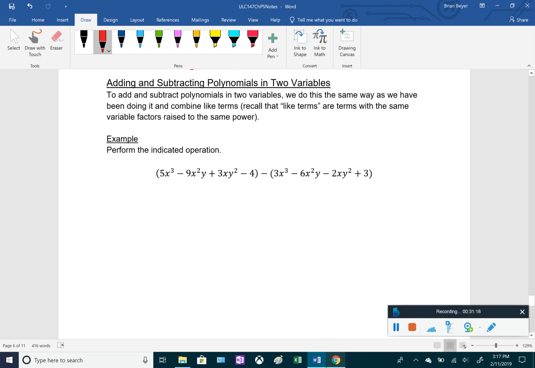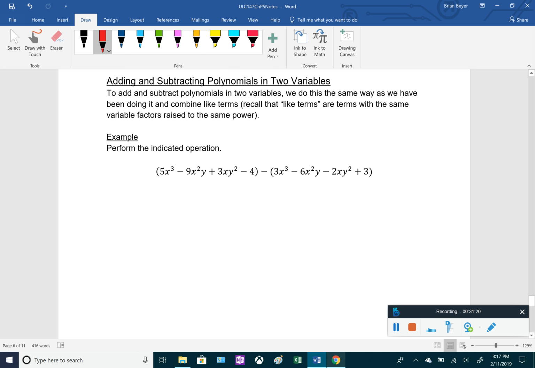Okay, and let's do some operations with polynomials with more than one variable. So let's start by adding and subtracting. I won't spend too much time on this because all we have to do is combine like terms once again. And once again, recall that like terms are terms with the same variable factors raised to the same exponent. So we already did this, so I'll go through it pretty quickly.